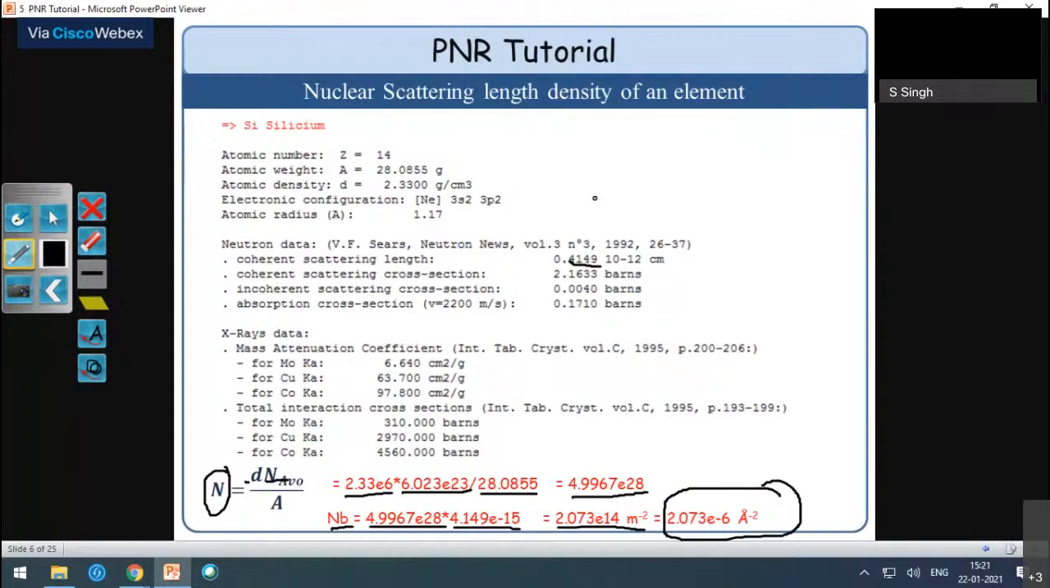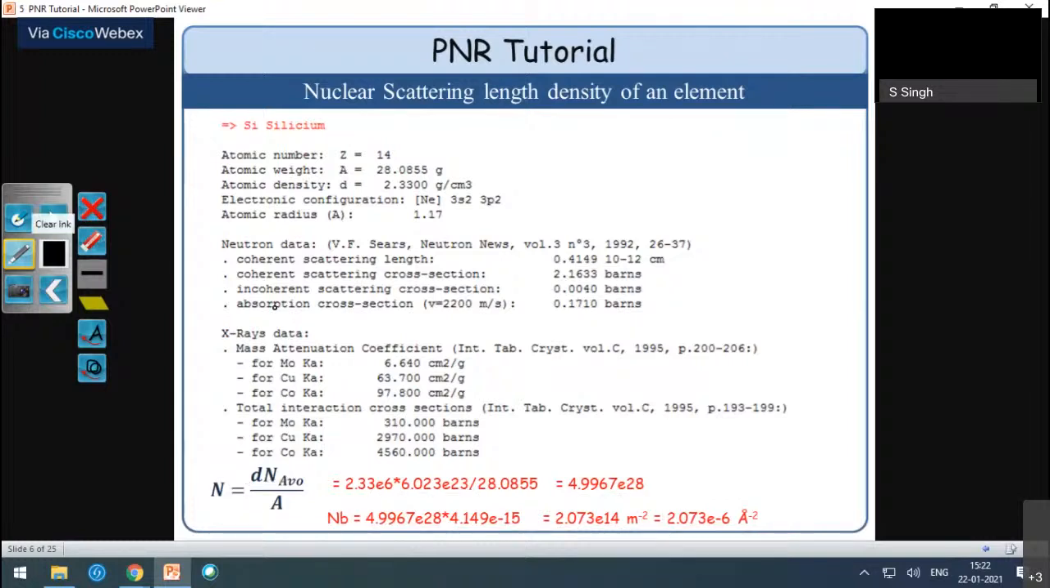So for a single element, if you know the density of that element, you know the atomic weight, you already have Avogadro number, and you know the b value, then you can calculate it. Since the absorption is very small for most elements in neutron scattering, these elements have a low absorption coefficient. So we just talk about the real part. From this we calculate the scattering length density for silicon.